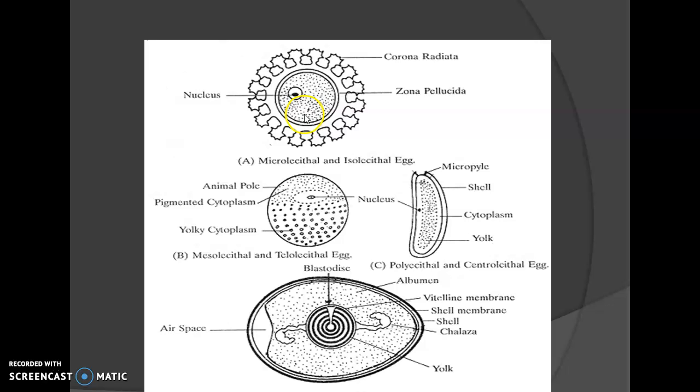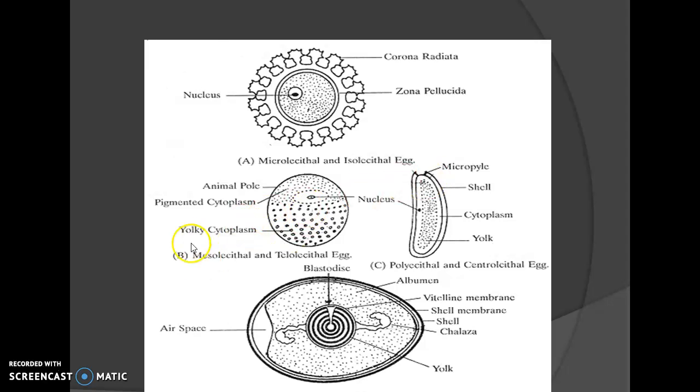So here this is a microlecithal type of egg and isolecithal type of egg. Here you can see that the typical example is Amphioxus. Here the amount of yolk is very small and it is uniformly distributed. So this is microlecithal and isolecithal type of egg. Here this is called mesolecithal and telolecithal type of egg.